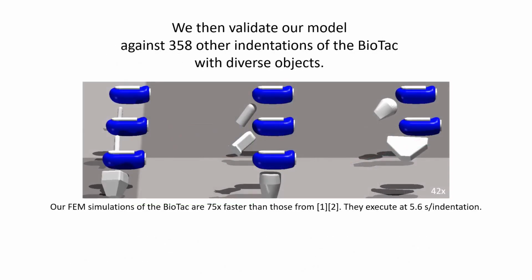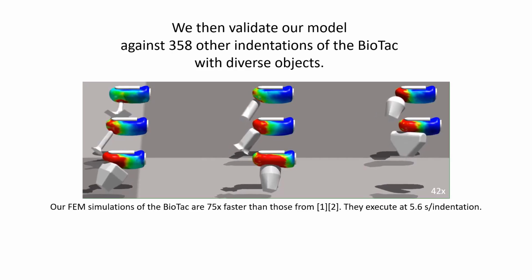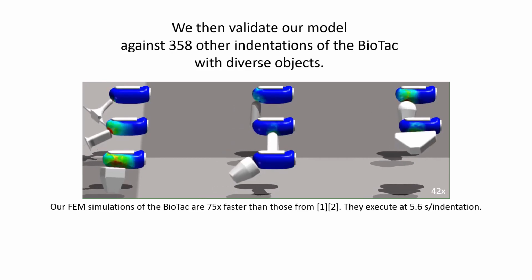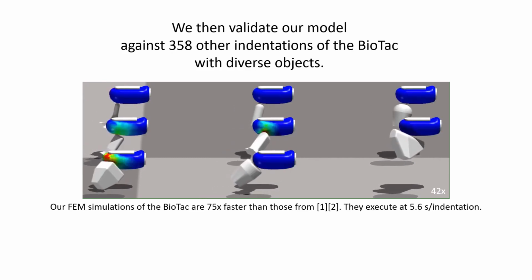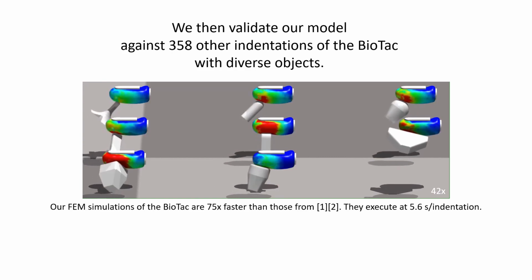After calibrating our model, we validated its performance by executing 358 additional indentations with 8 indenters. These indentations were also executed using the experimentally validated model in our previous work. A sped-up recording of some of the indentations in Isaac Gym is shown here. Our simulations with Isaac Gym executed 75 times faster than those in our previous work that used the commercial solver, now running at an average of 5.6 seconds per indentation.